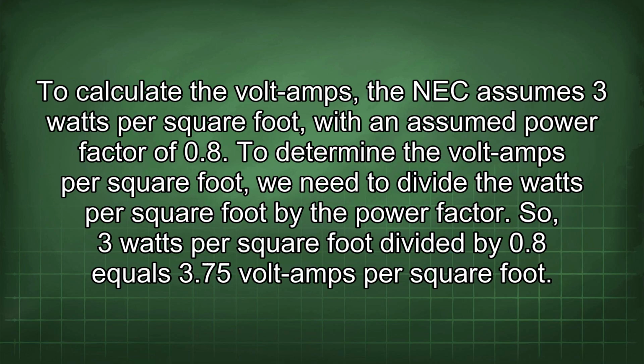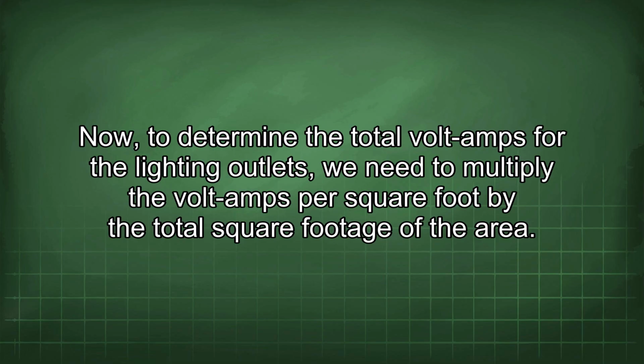To calculate the volt amps, the NEC assumes 3 watts per square foot, with an assumed power factor of 0.8. To determine the volt amps per square foot, we need to divide the watts per square foot by the power factor. So 3 watts per square foot divided by 0.8 equals 3.75 volt amps per square foot. Now, to determine the total volt amps for the lighting outlets, we need to multiply the volt amps per square foot by the total square footage of the area.